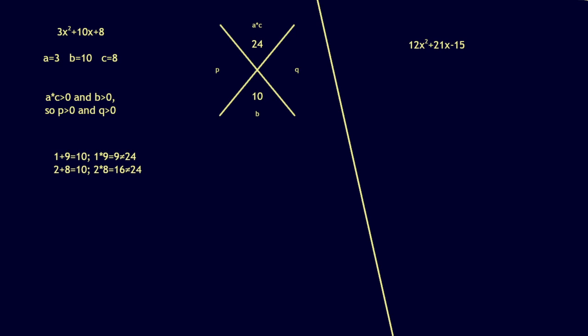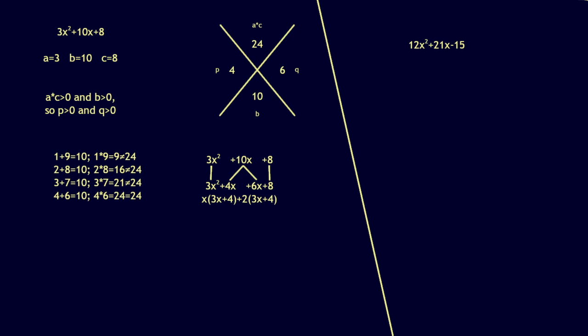Multiplying 2 and 8 doesn't give us 24, so increment each of them by 1. Multiplying 3 and 7 doesn't give us 24, so increment each of them by 1. Multiplying 4 and 6 does give us 24, so those are our two numbers. This time our a isn't 1, so we don't have that shortcut from before and we have to go through the whole process. Splitting the middle term gives us 3x squared plus 4x plus 6x plus 8.